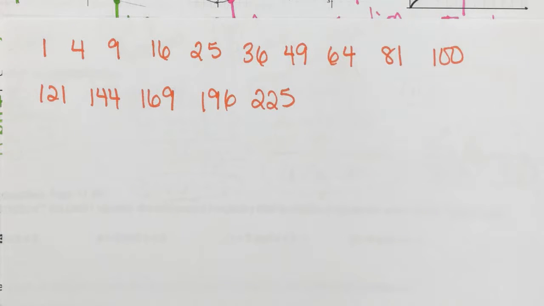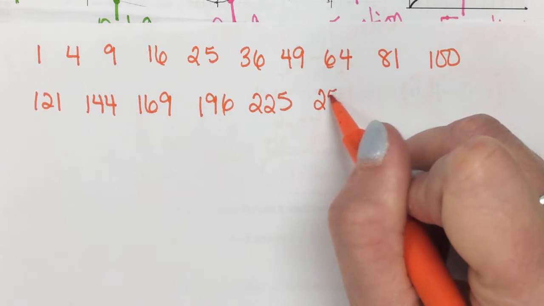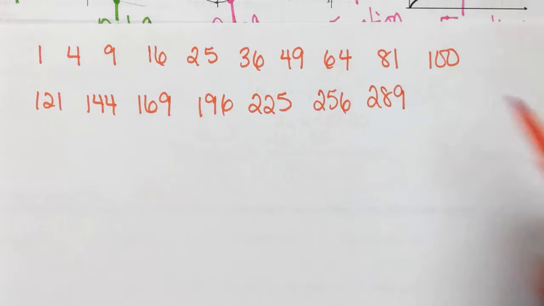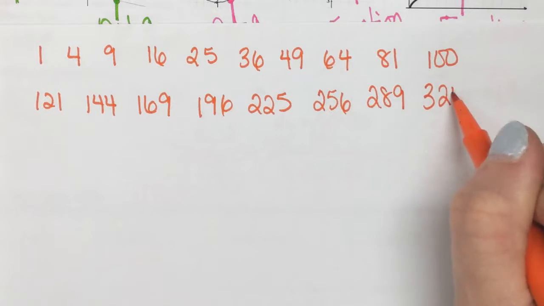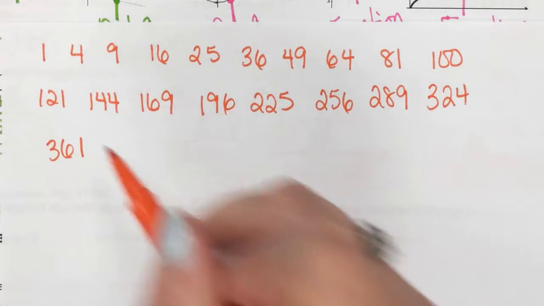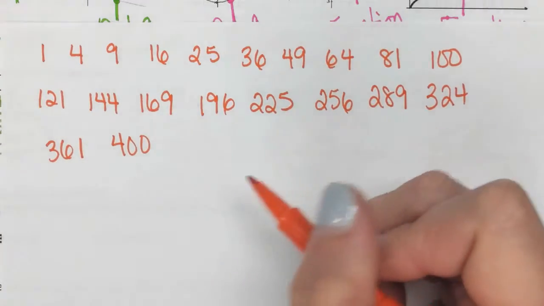You got your perfect squares? We're going to go all the way to 25. What is 16 squared? 256, right? What's 17 squared? 18? 19? How much? 361. There you go. 20? 400, because 20 times 20, right?